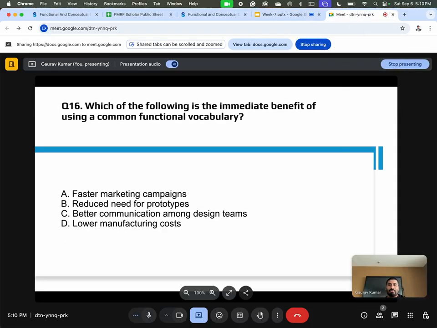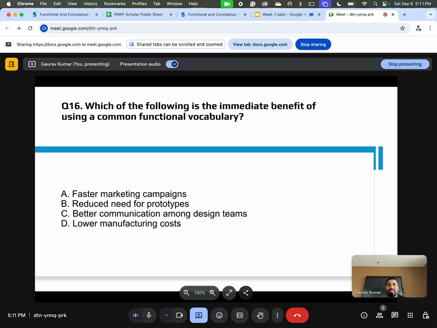Basically, a standardized functional vocabulary ensures that everyone on the design team speaks the same language. Verb-noun pairs like convert energy or guide material are precise and universally understood. This avoids vague terms like handle input, which can mean different things to different people. So the immediate benefit is clear communication among team members.